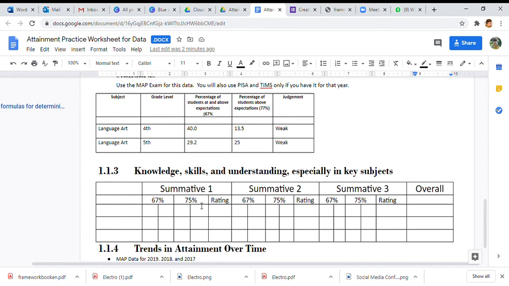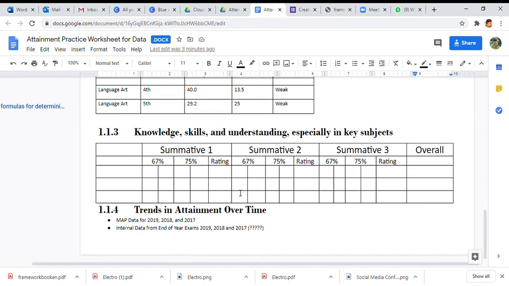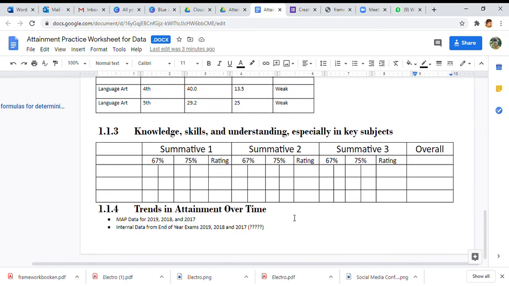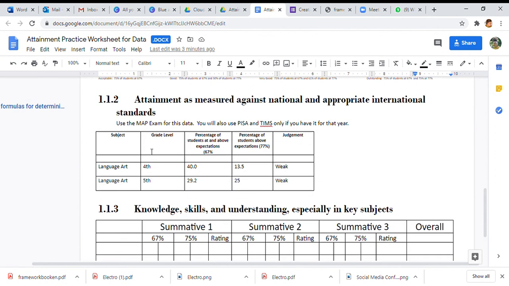We use our summative exams to show that we are hitting attainment at different points of the school year in our key subjects. Then you have your trends in attainment over time, and you use your MAP data for the last 3 years, and then you use your internal data from the end of year exams for the last 3 years, and you're basically looking at your trends, utilizing, you guessed it, the same exact formula. That is the breakdown on how to do KHDA attainment for SEF.